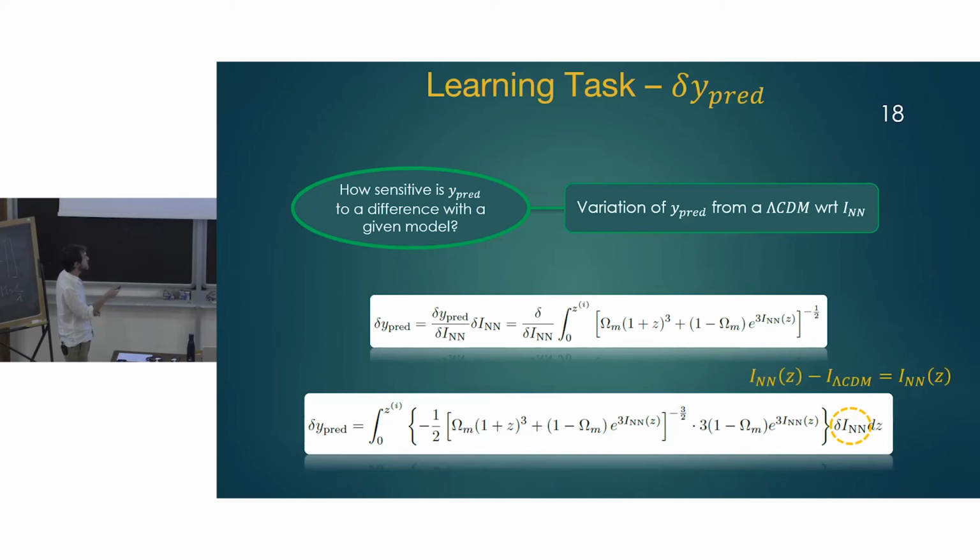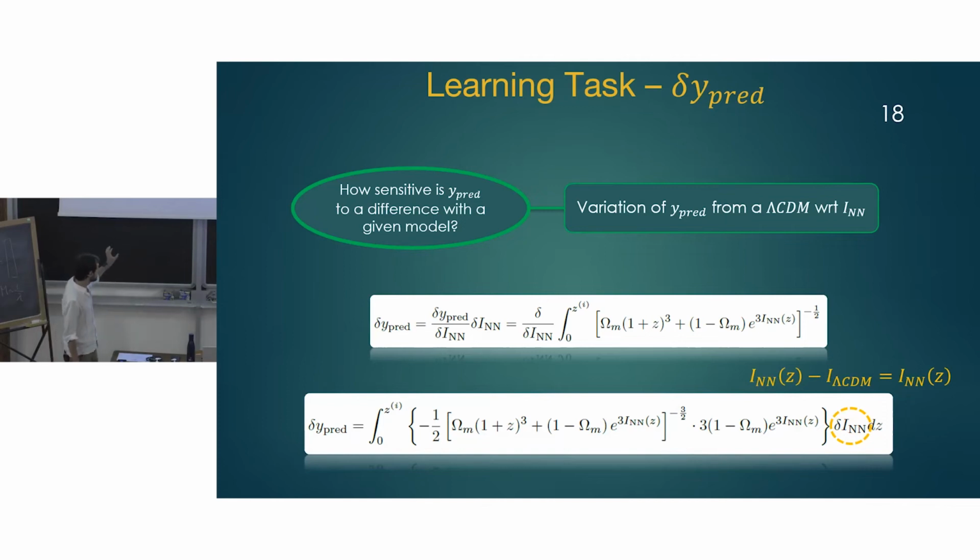So this is nothing but the difference between our neural network and the Lambda CDM model. But again, the Lambda CDM model, as Matilda was saying, is 0. So this is nothing but the neural network in our case. So this is something we could plot and analyze.